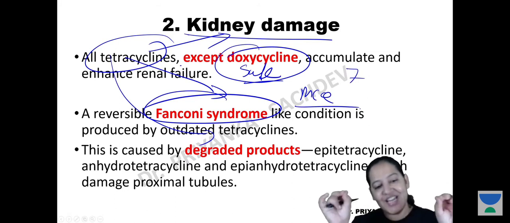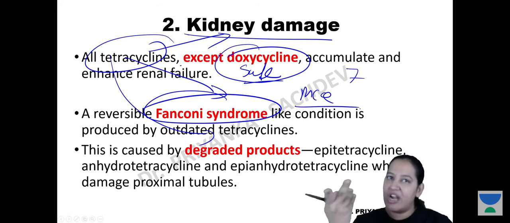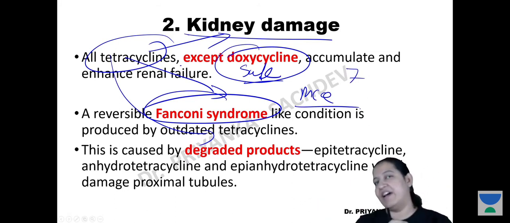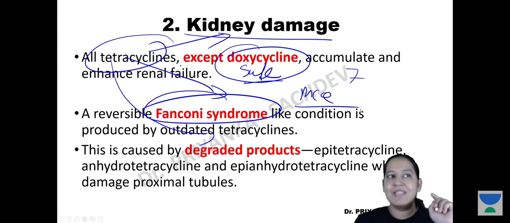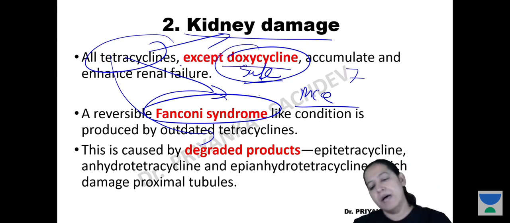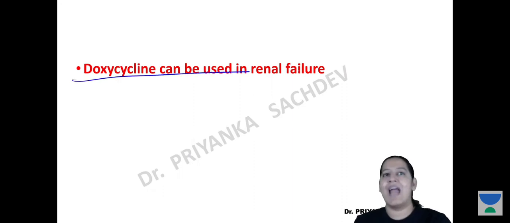Many times this question has already been repeated: which tetracycline is safe in renal failure? If the patient already has renal failure, I cannot give tetracycline to that patient except doxycycline. Doxycycline does not cause renal failure and it is safe in renal failure. Give me a thumbs up. So that is kidney damage. So doxycycline can be used in renal failure.